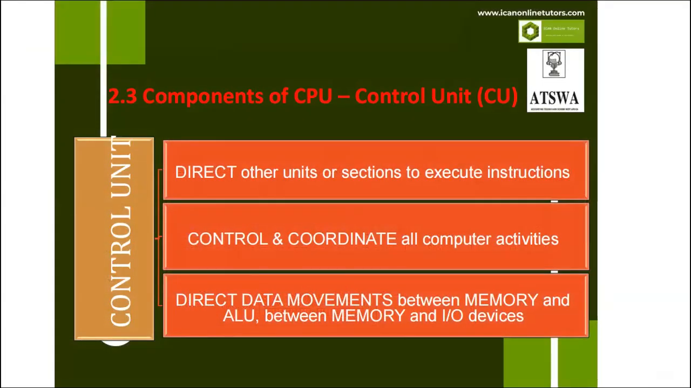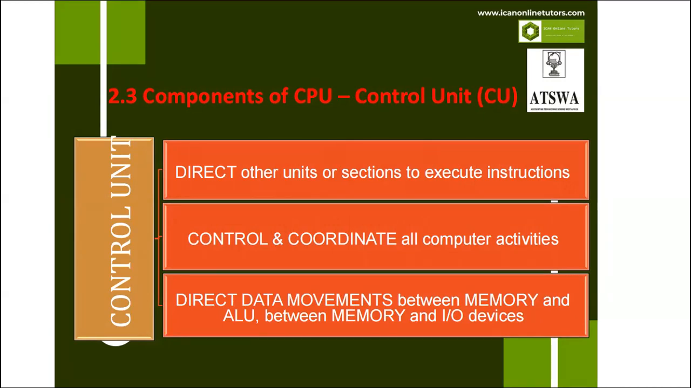Now let's take a further look into each of these processes. Like I said, your central processing unit is actually a system that contains sub-units like other units. And the first part is the control unit. So what does the control unit do? Majorly, it directs other units or sections to execute instructions.